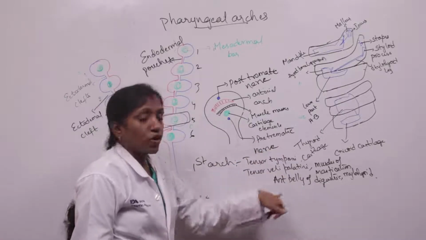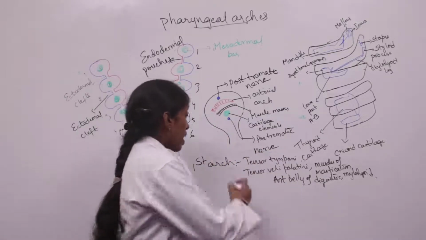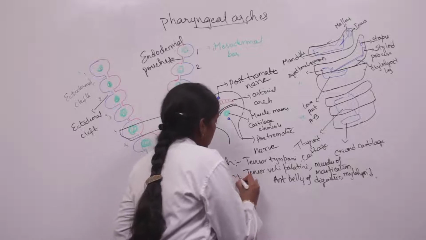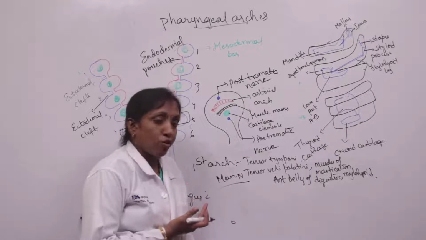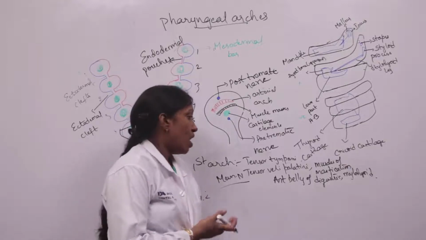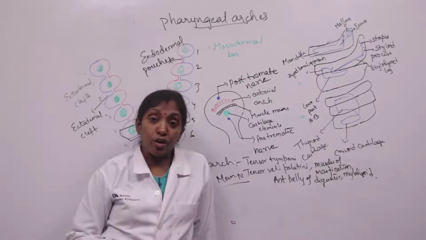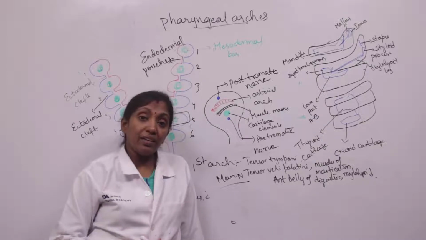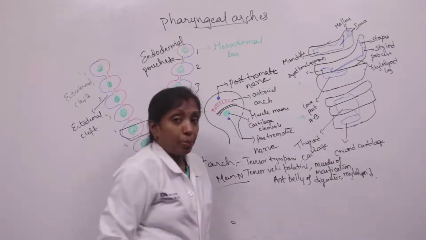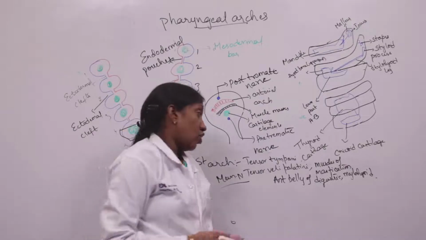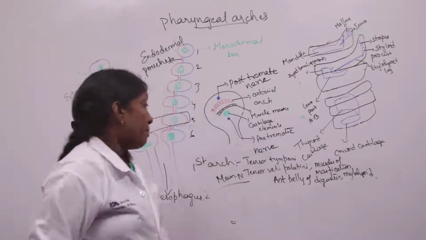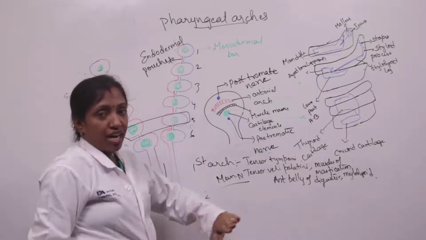What is the nerve of the first arch? That is the mandibular nerve, right? So the mandibular nerve supplies all these muscles. The muscles of mastication are supplied by the mandibular nerve, and the anterior belly of digastric and mylohyoid are also supplied by the mandibular nerve, by its posterior division. Tensor tympani and tensor veli palatini are supplied by the trunk of the mandibular nerve. So these are the first arch muscle derivatives.